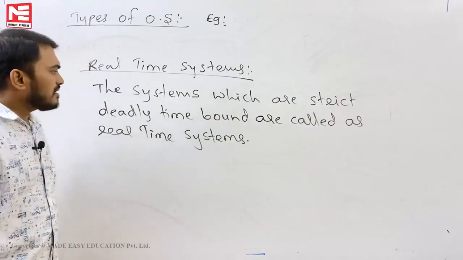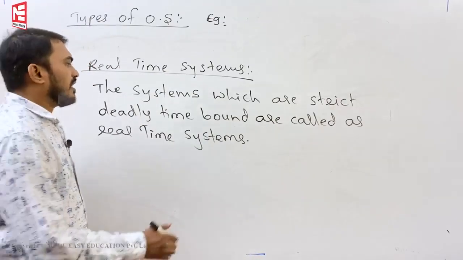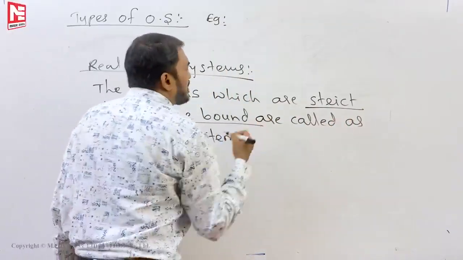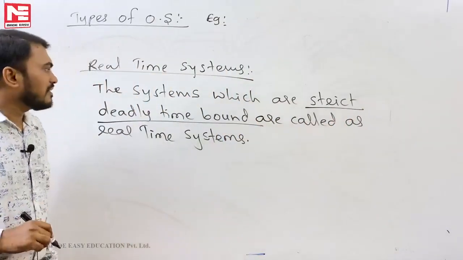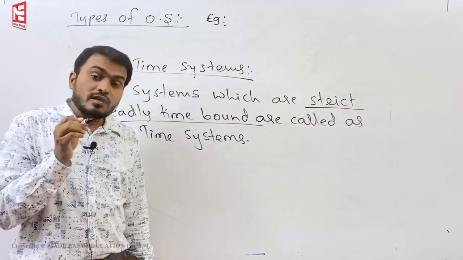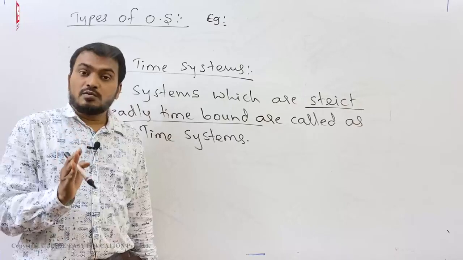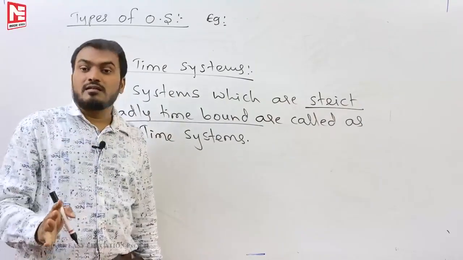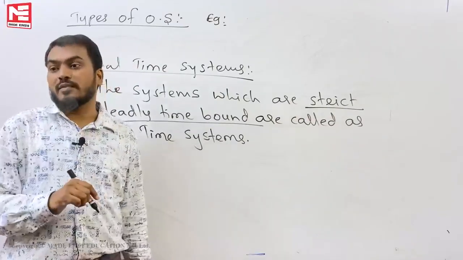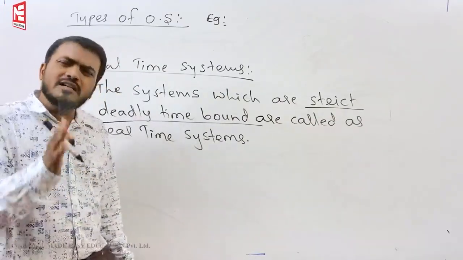Now understand here, systems which are strict, deadly, time bound. What is the meaning of this? Strict, deadly, time bound means, when you are executing any program, there should be no delay while executing the instructions of the program. That is called strict, deadly, time bound.